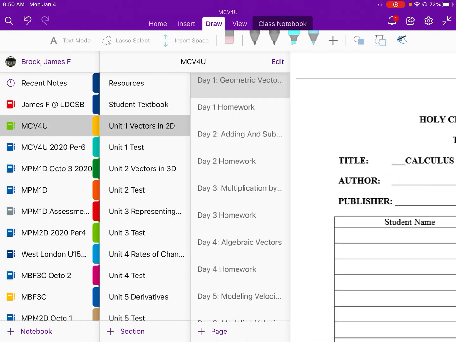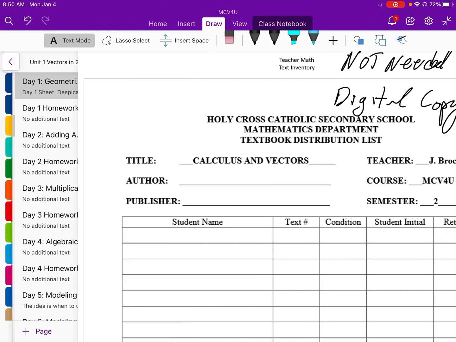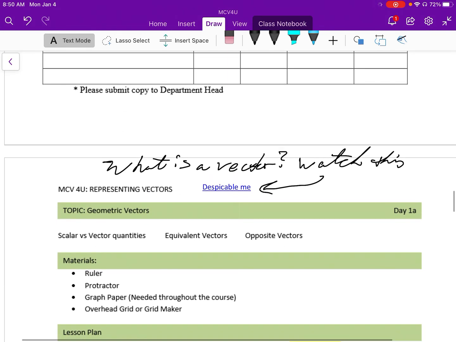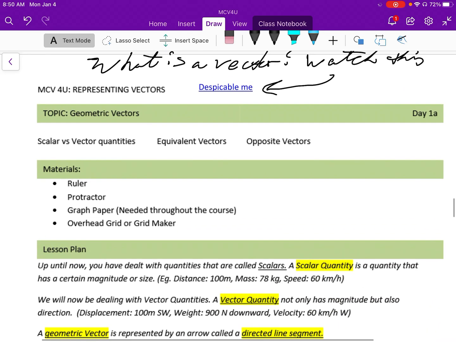It has everything. So when we take a look at what a vector is, I do want you to look at the Despicable Me video here. A former student showed me this, and I thought, oh, perfect. We'll put this in. So you can pause this recording here, watch Despicable Me, and then you can unpause and we'll continue on.